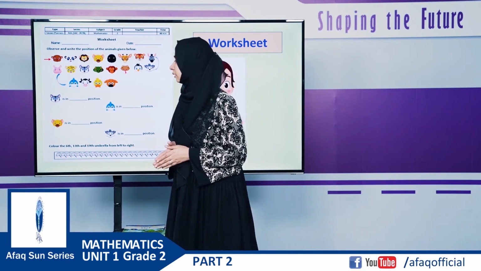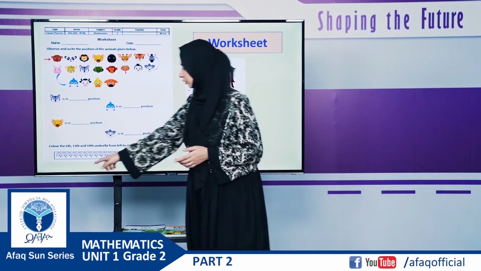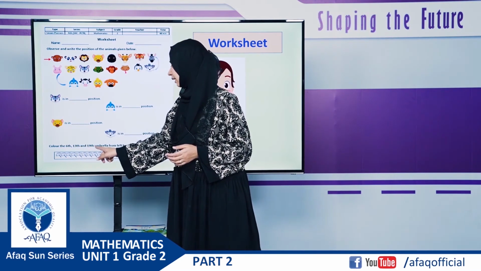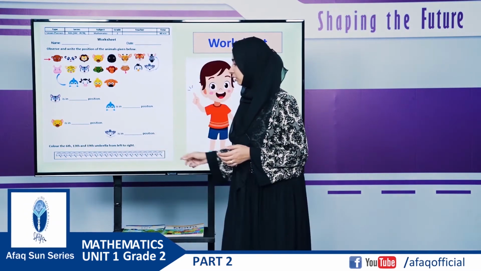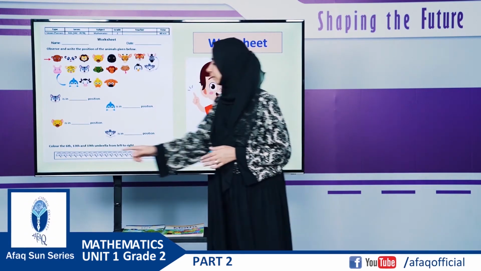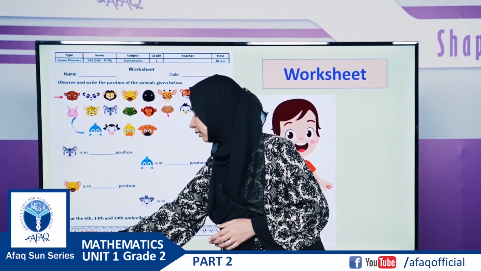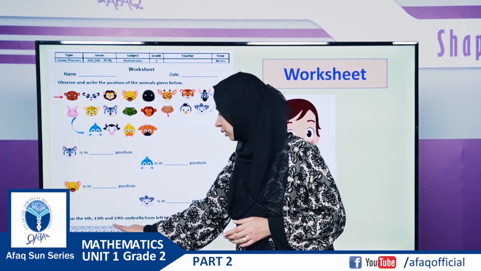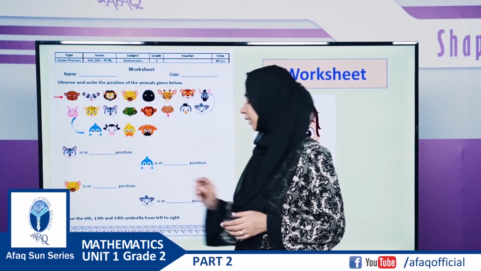and it would be the ordinal number of this picture. Now, let's move to the next question, that is, circle the 6th, 13th, and 19th umbrella from left to right. Go from left to the right. So let's find the 6th one. 1st, 2nd, 3rd, 4th, 5th, 6th. So you need to color this 6th umbrella over here.